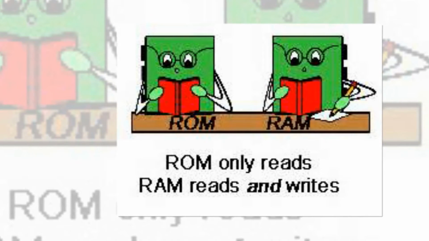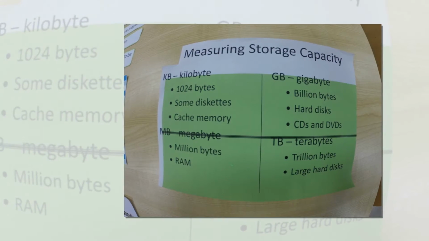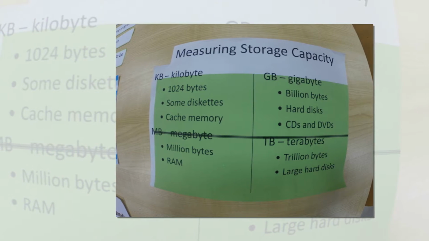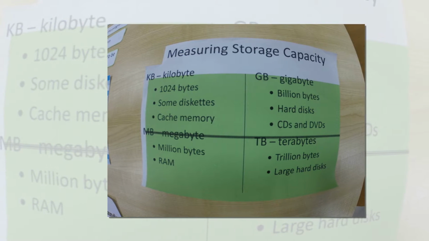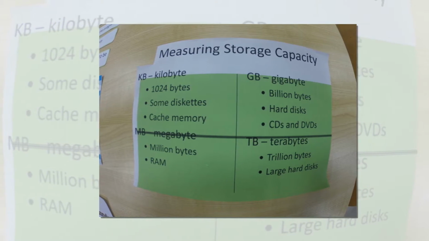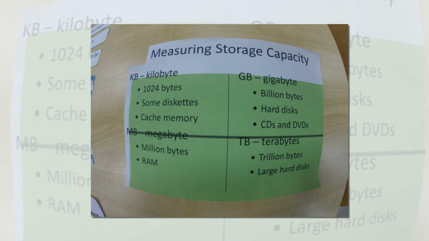And after the data goes to the RAM, it will produce an output. And these outputs are made up of kilobytes, megabytes, gigabytes, and terabytes, depending on the size. The lowest storage measurement is kilobytes, while one of the biggest ones is terabytes.